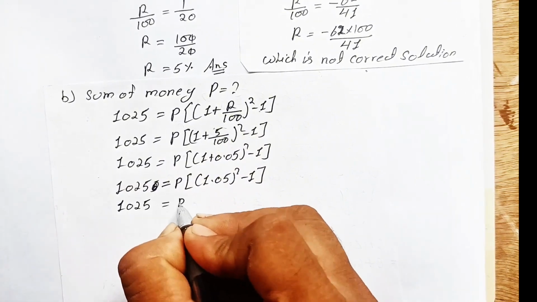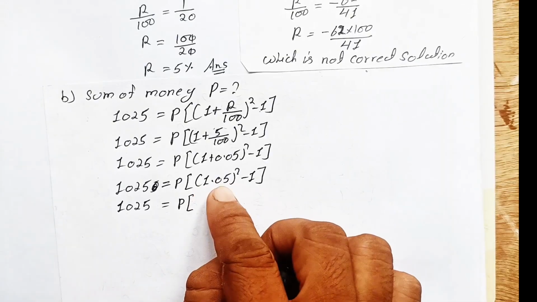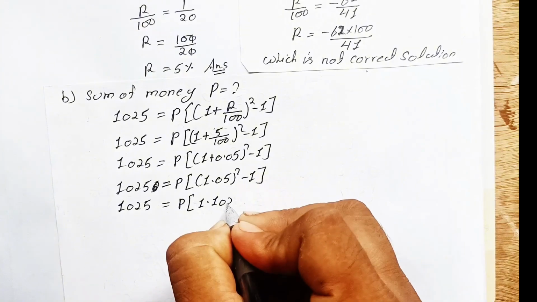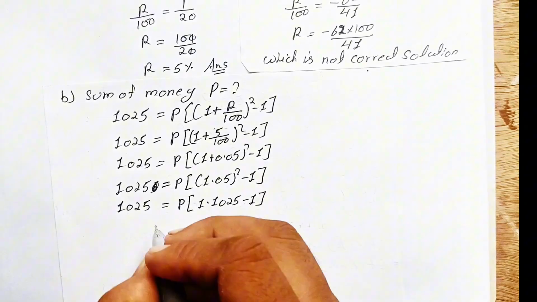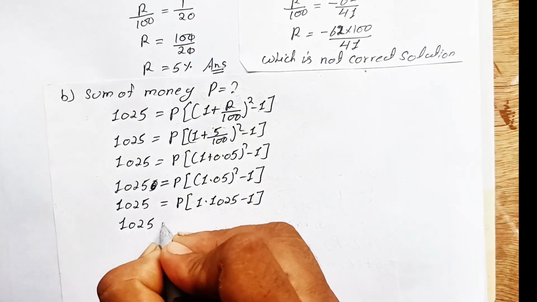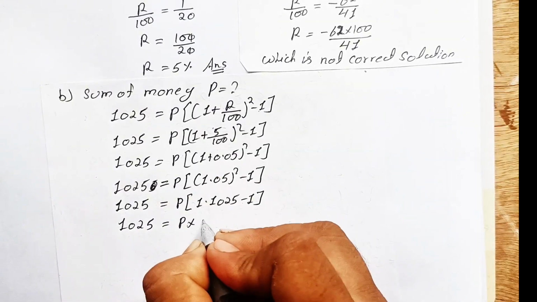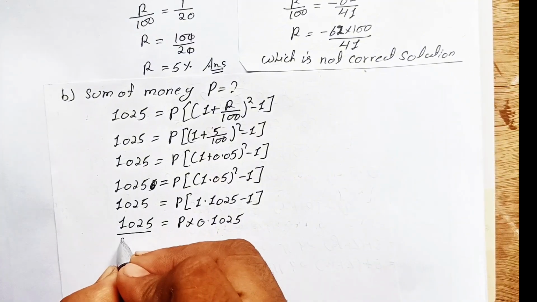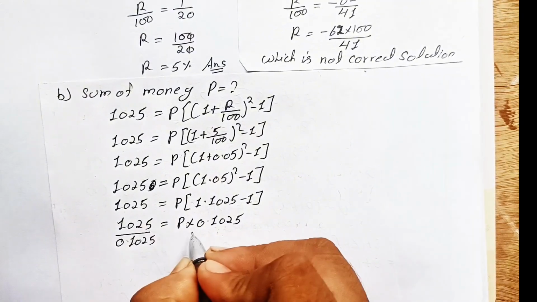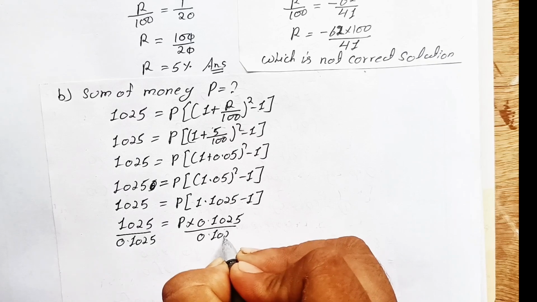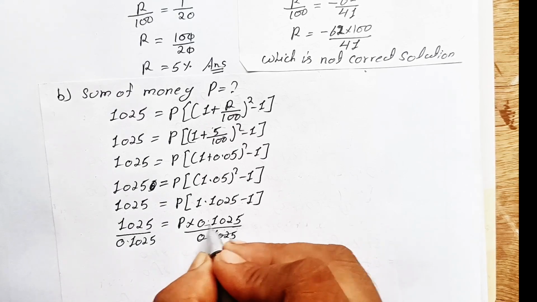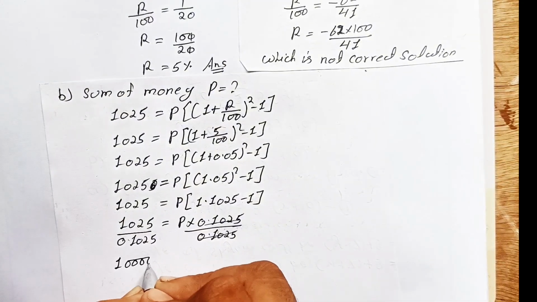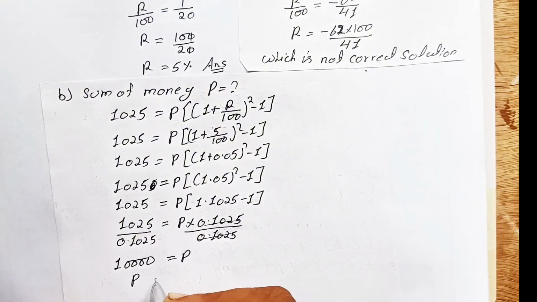1025 equals p times the square of 1.05, which is 1.1025, minus 1. 1025 equals p times 0.1025. Now we divide both sides by 0.1025. The 0.1025 cancels, and dividing this one, it comes to 10,000 equal to p.